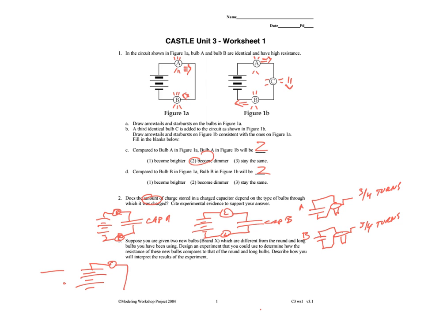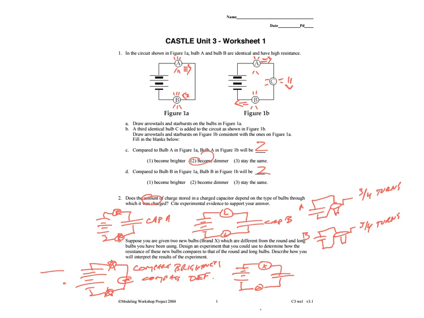You could just go ahead and light the bulbs, let's say brand X, and compare the brightness. You could stick a compass in the circuit and look at the compass deflection. Or you could use the bulbs in a charging circuit for the capacitor. And then you'd compare this with circuits that have round bulbs or circuits that have long bulbs and interpret your results.